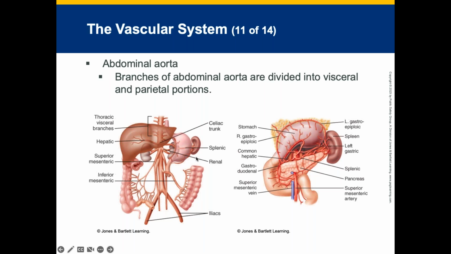So, more of the vascular system here, the abdominal aorta. Branches of the abdominal aorta are divided into visceral and parietal portions, as you can see through here. We're never going to know what's been severed. What we need to look for, though, as far as assessment goes, is palpating the abdomen, looking for it to be rigid, and seeing if there's any type of internal bleeding.